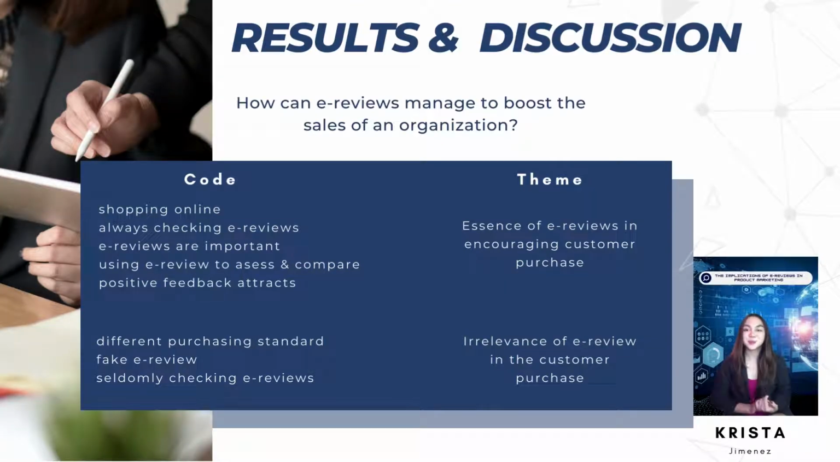For the results and discussion part, we present the data analysis for research question 1 using codes and descriptive themes. The research question is stated: how can e-reviews manage to boost the sales of an organization? The first set of codes for this question are shopping online, constantly checking e-reviews as essential, using e-reviews to assess and compare products, and positive feedbacks attract. The formulated theme for this is essence of e-reviews in encouraging customer purchase. The next set of codes are as follows: different purchasing standards, fake e-reviews, seldomly checking e-reviews. And the theme for this is irrelevance of e-reviews in the customer purchase.